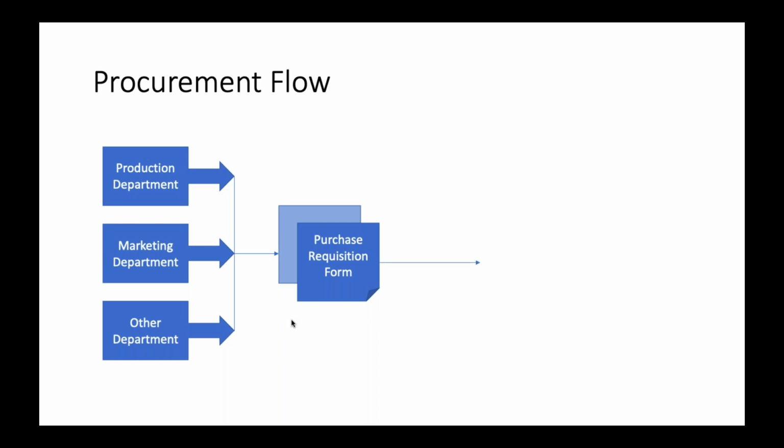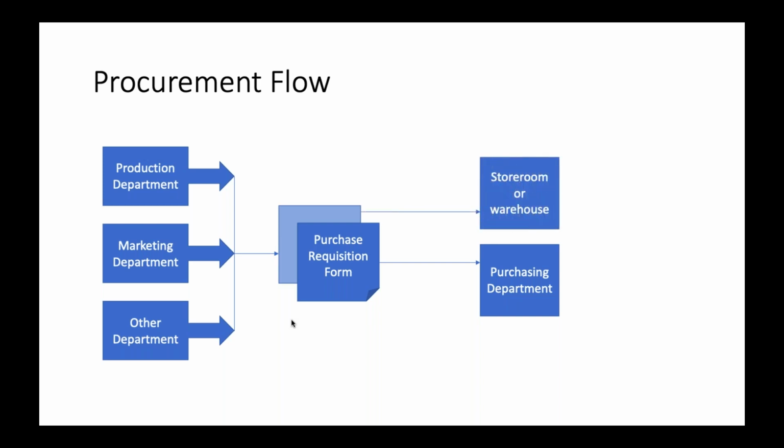So sa procurement flow, the requesting department, either production department, marketing department, or other department, will prepare the purchase requisition form in duplicate. So the original one will be forwarded to the purchasing department, and then the duplicate will be forwarded to the storeroom or the warehouse. Okay?